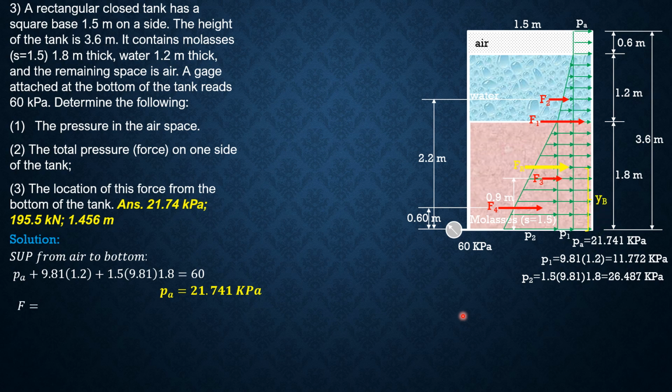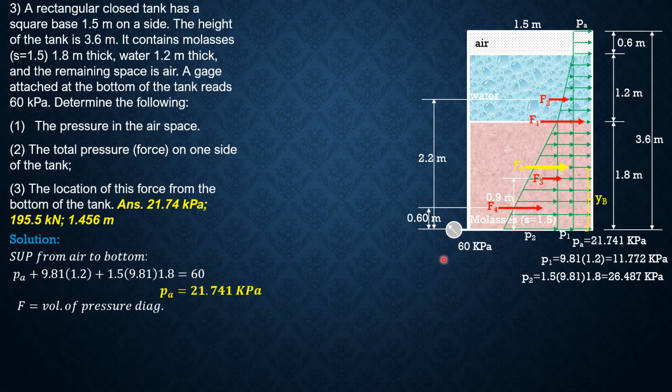So that distance is y sub b. So force is volume of pressure diagram. For this case, we will not use specific weight times h-bar times area because if we use that, it will be very tedious and long. The solution will be long. But we can still use that. Let's just use this simpler approach.